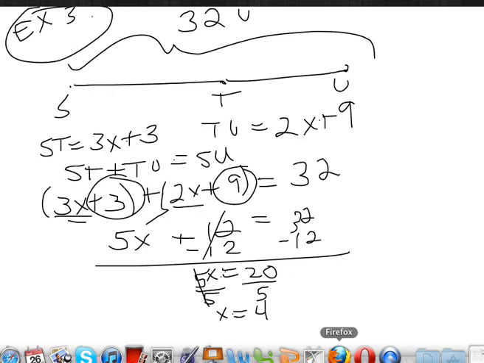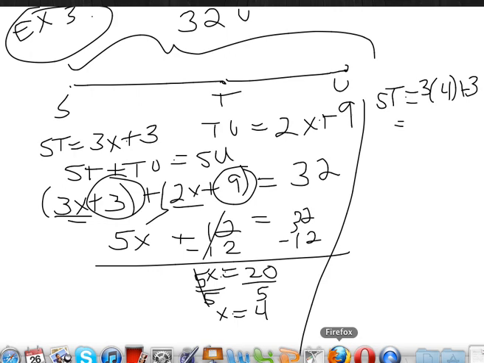This example is important because what you need to do is you always need to read the problem. So if we look back at the problem, we would see that it asks us to find ST and TU, not x. So we are not done yet. Our last step in this process is to plug back in. So what I'm going to do is I'm going to plug back in 4 to my equation. So I'm going to say 3 times 4 plus 3. And I need to simplify this right side. So I get that ST is equal to 12 plus 3, or 15.